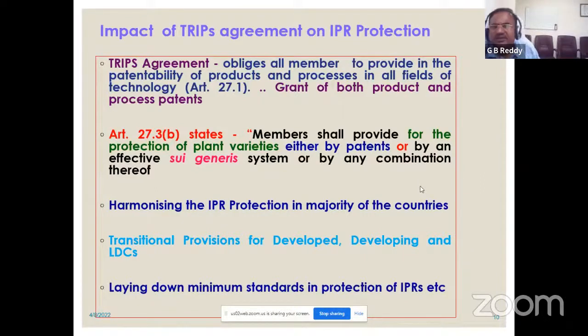India has been a signatory to this, and we had certain obligations to be fulfilled by the year 2000, though we signed it in 94. And it says that all inventions must be granted patents, whether products or processes, in almost all fields of technology. This is one.